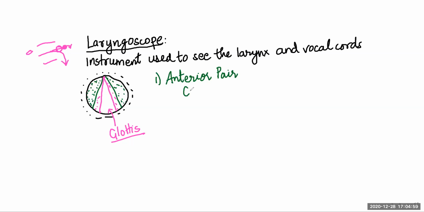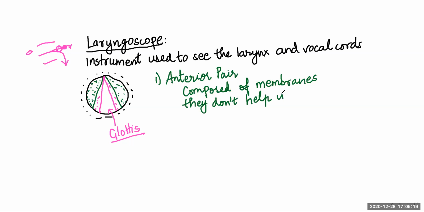Okay, anterior pair is composed of membranes. It just helps in protection. It is composed of membranes and they do not help in production of sound, phonation. They provide moisture to the vocal cords.